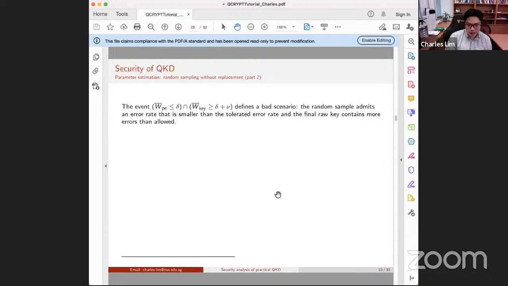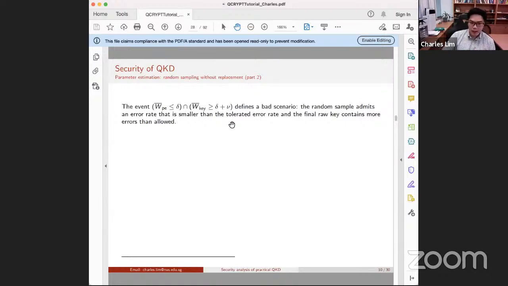If you scrutinize this carefully, this simply means that, on the left-hand side, this is an event telling you that your random sample, when you draw it out without replacement, has an error rate less than some predefined tolerated error, which is denoted by delta here. And simultaneously, you have the event that the remaining error in the remaining sequence is actually greater than the tolerated error plus some margin or deviation term that you allow. And this is clearly a bad scenario, because the whole point of parameter estimation is to say that, if your protocol produces a random sample in the parameter estimation phase that has a small enough error rate, then with very high probability the remaining sequence should contain the same error rate or lower. And that's the whole purpose of parameter estimation.